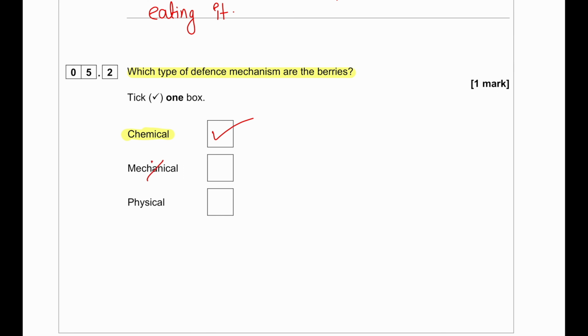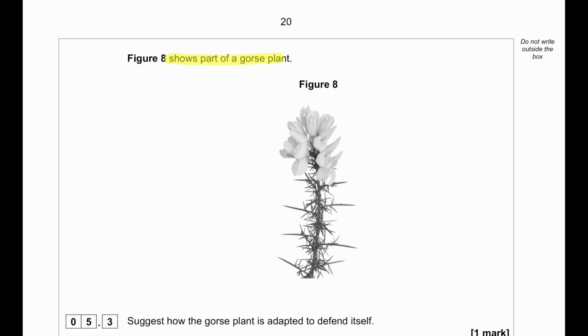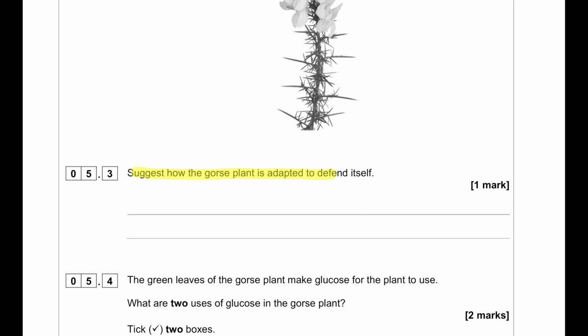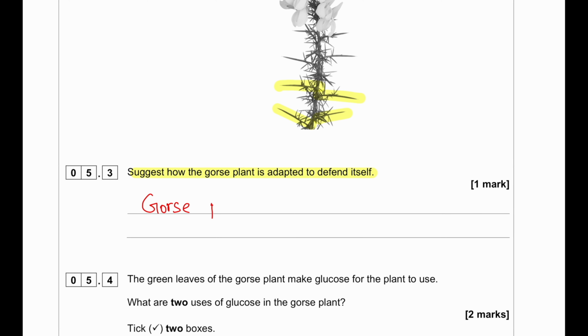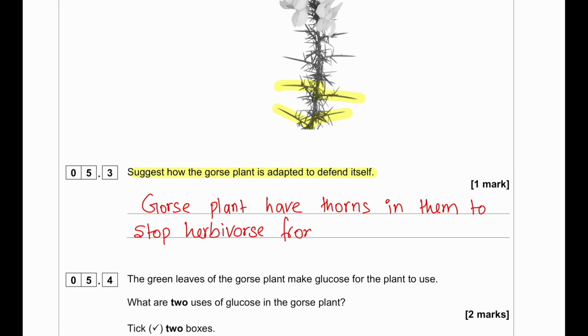They are not mechanical because they are not like thorns or spikes, and they are neither physical. The next figure shows some part of a gorse plant. Suggest how the gorse plant is adapted to defend itself. You can see the gorse plant has big spikes, so they have thorns to stop herbivorous animals from eating it.